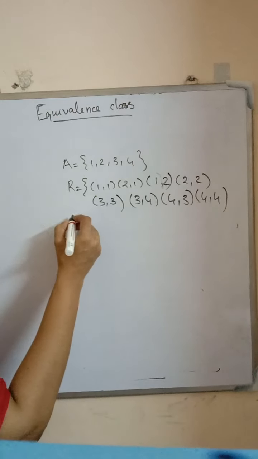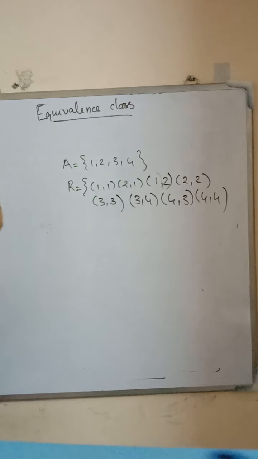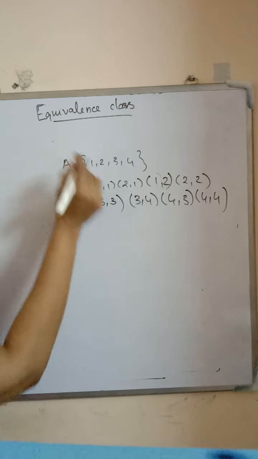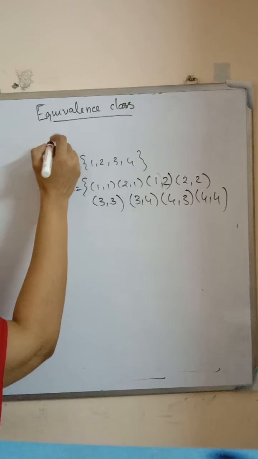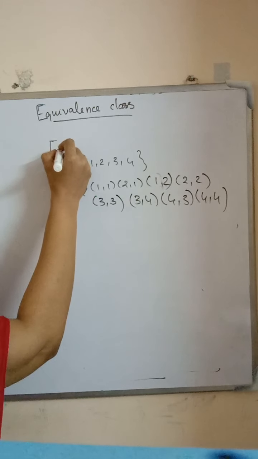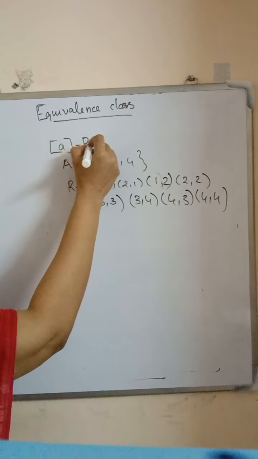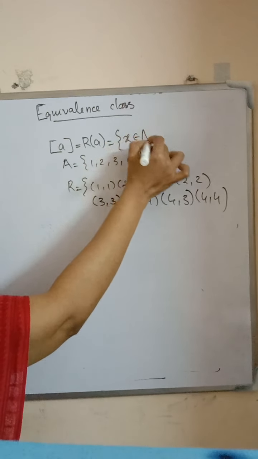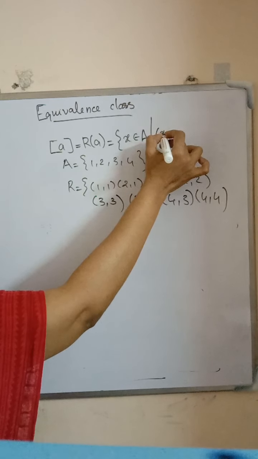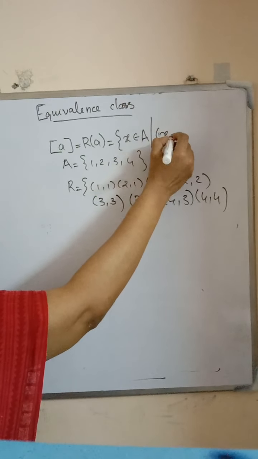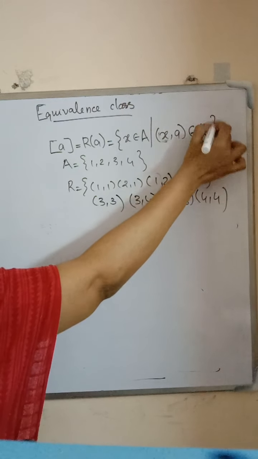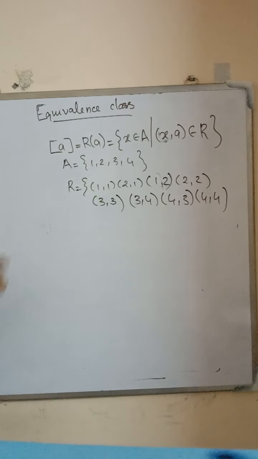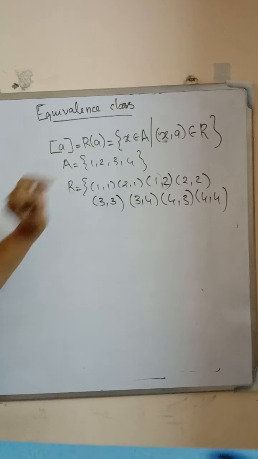Okay. Consider the equivalence class of an element. The equivalence class of an element a in the set is denoted by [a] or R(a). The equivalence class of a is defined as the set of all x in A such that a is related to x, that is, (x,a) belongs to R. Equivalence class of a means the set of all elements related to a under this relation.